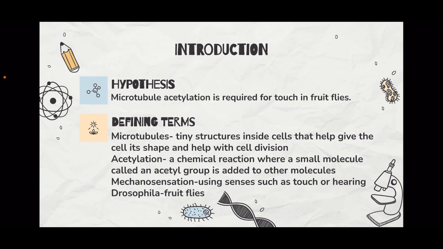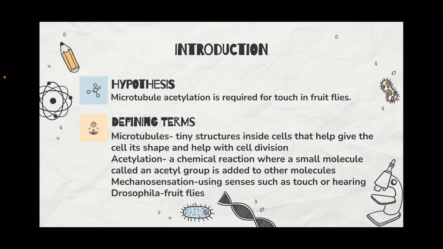As for acetylation, I actually just learned what this meant in class very recently, so don't feel bad if you don't know it. Acetylation is the process of adding a tiny molecule, called an acetyl group, to a larger molecule, like a protein or a cell part. This change can affect how the molecule works and what it does inside a cell.